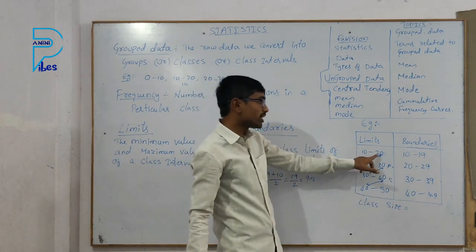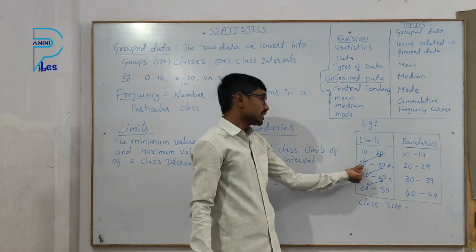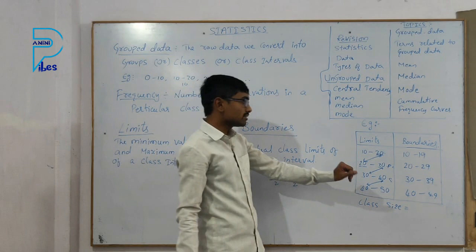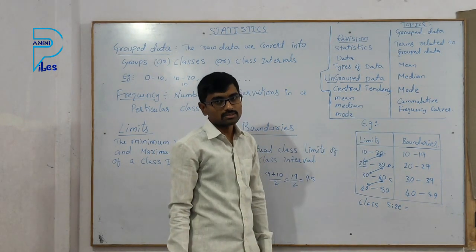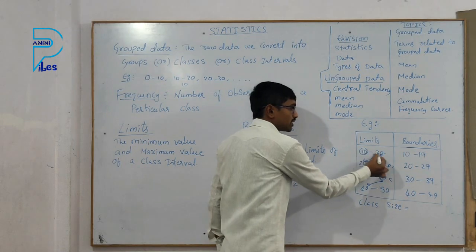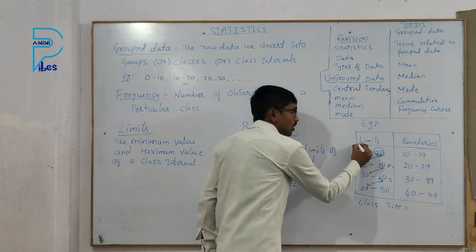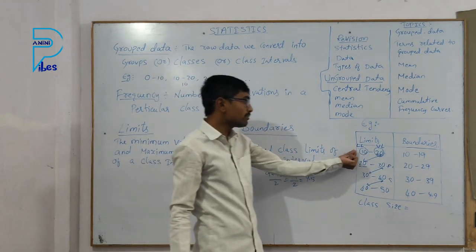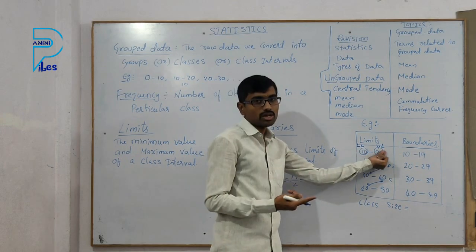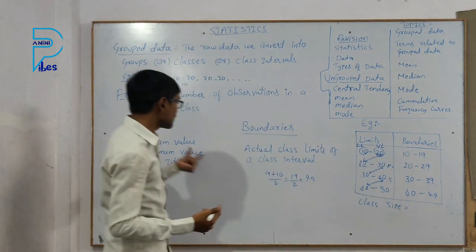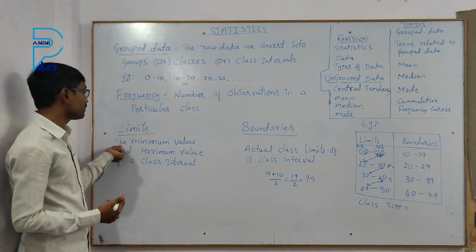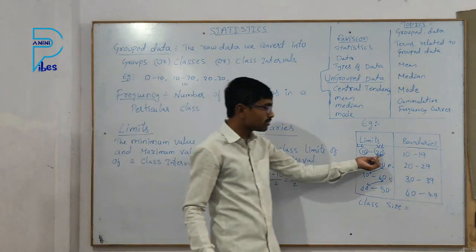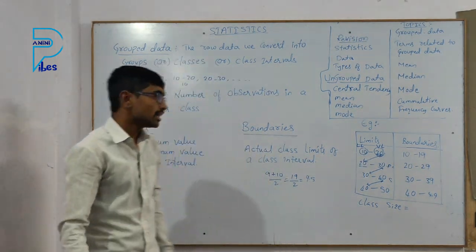If the maximum value of the preceding class interval is the same as the minimum value of the succeeding class interval, then these can be taken as limits. Here we have two limits. The minimum value is called the lower limit and the maximum value is called the upper limit. Here I have written the definition of limits: the minimum value and the maximum value of a class interval are called the limits.